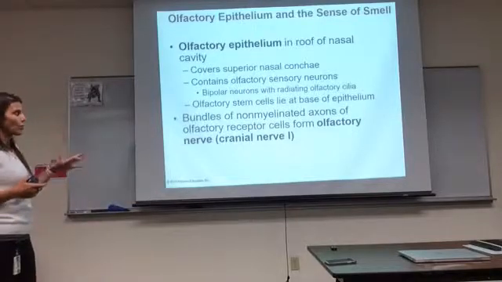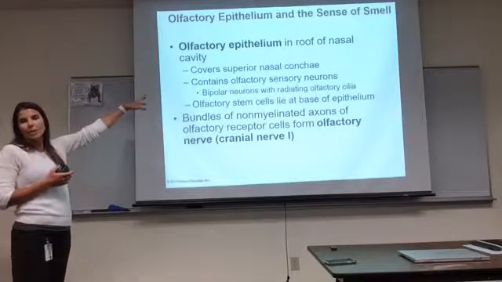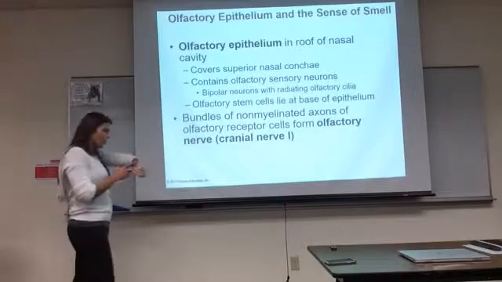We're going to do taste or smell first. Olfactory epithelium. Epithelial tells you that it's a type of tissue that's exposed to the environment. Olfaction tells you it has to do with smell.